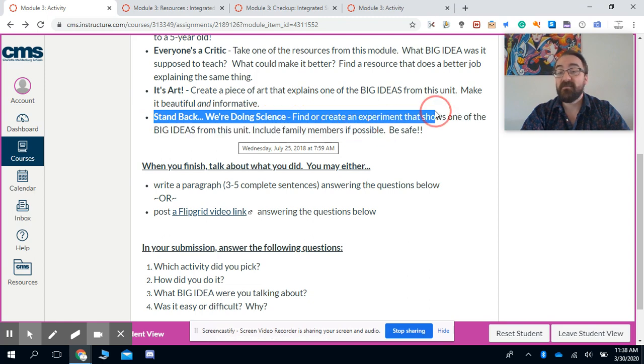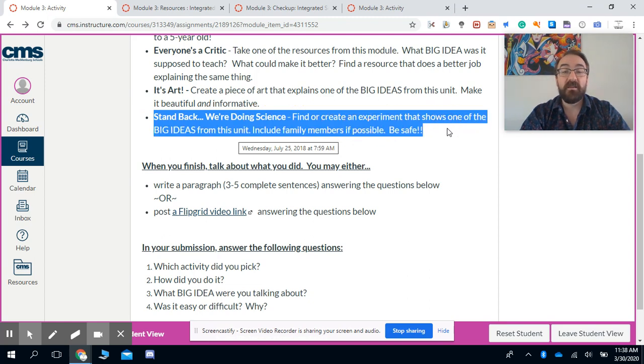Or finally, if you can, find an experiment or create an experiment or do one of the ones that you saw in a video. Do an experiment that shows one of the big ideas from the unit and include family if you have. I know a lot of people have younger brothers and sisters or might be in charge of someone. This might be a fun time to find a small experiment that you can do with them. Be safe with it.